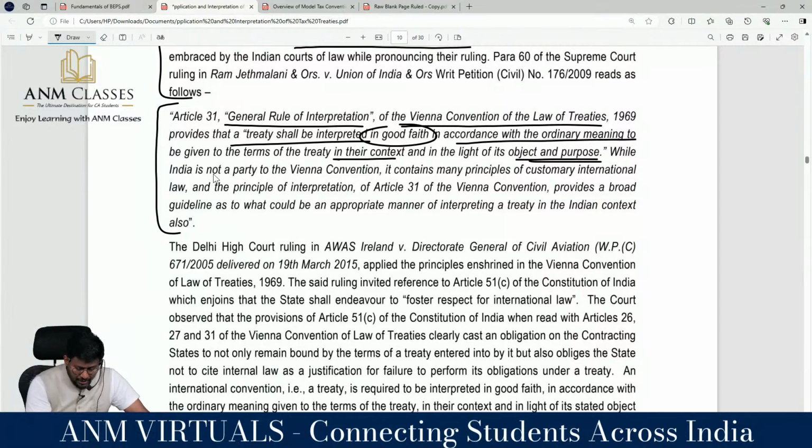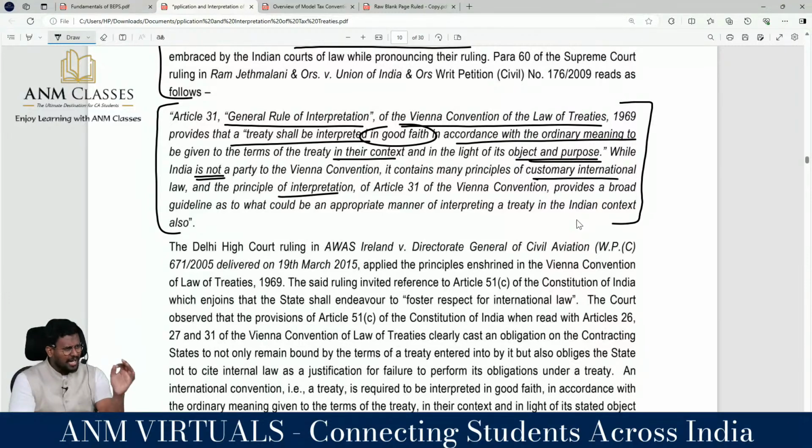While India is not a party to the Vienna Convention, it contains many principles of customary international law and principles of interpretation. Article 31 of the Vienna Convention provides a broad guideline as to what could be the appropriate manner of interpreting a treaty in the Indian context also. Under the general rule of interpretation, you have to give a term its ordinary meaning. But if giving the ordinary meaning leads to ambiguity or illogical results, then Article 32 can be adopted. You can give the supplementary meaning, right?